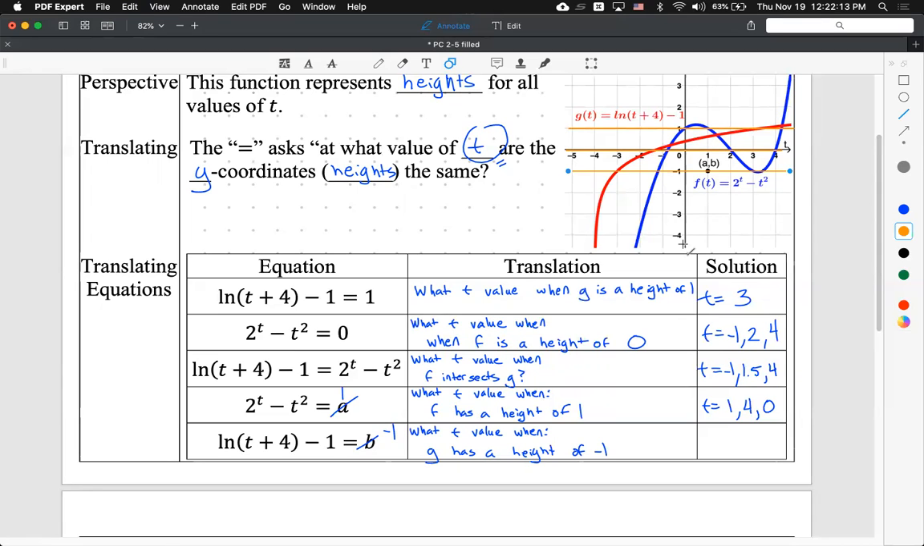Again, g is the red. So we're looking for the intersection of red and orange. It happens right there. Where's right there, Chewy? It is -3, -1. Yeah, so what's the t value? -3. There it is. Everyone write it down. t is equal to -3. Change it back to orange. t is equal to -3.